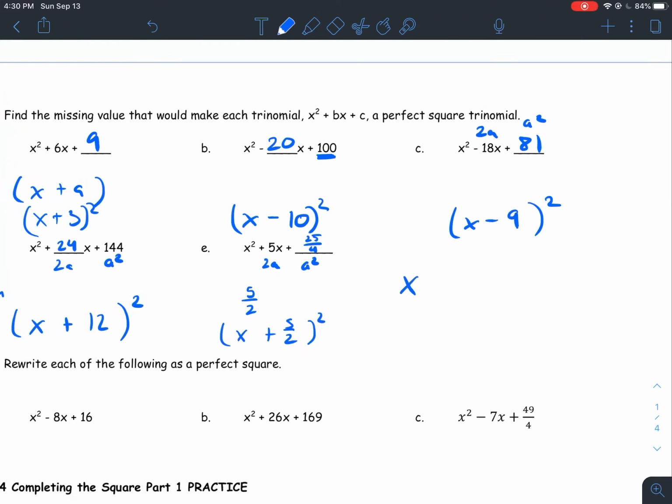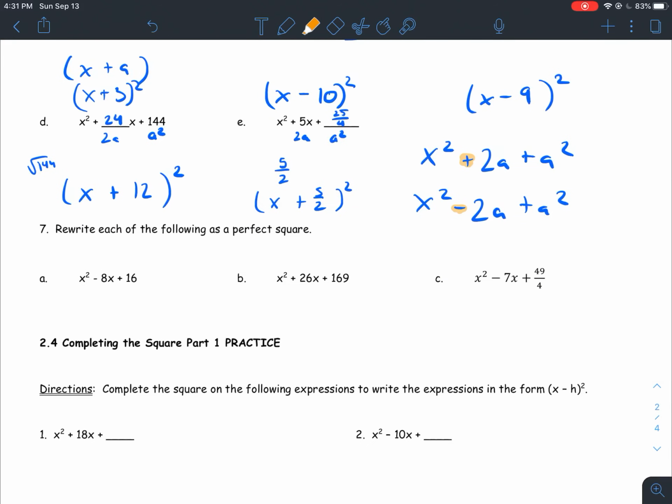Hopefully you're kind of recognizing a pattern. Essentially, it just follows this pattern of x squared plus or minus 2a, plus a squared. If there's a subtraction sign in the middle, it's going to look like this one. If there's a plus sign, it's going to look like that one.